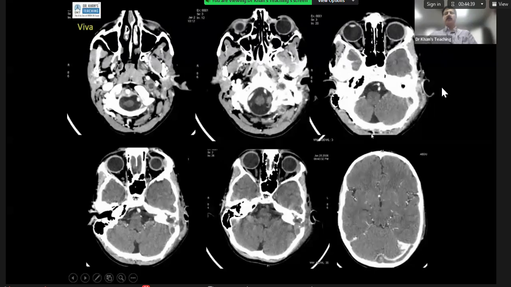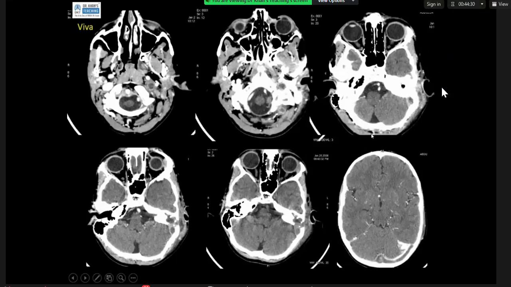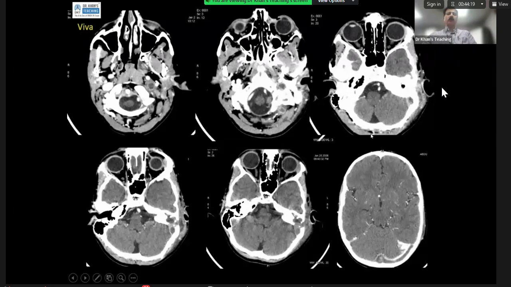Now, please remember that complications of various kinds of infection are the most important cases for your exam. Whether it is the paranasal sinuses, the orbit, or the temporal bone, as a general radiologist, you should know that.